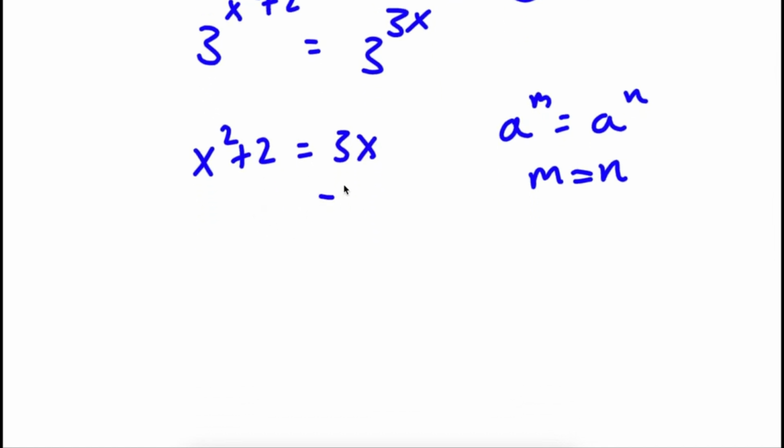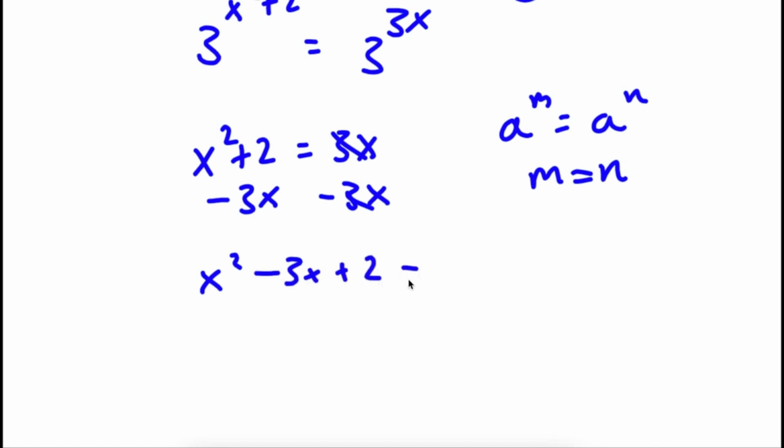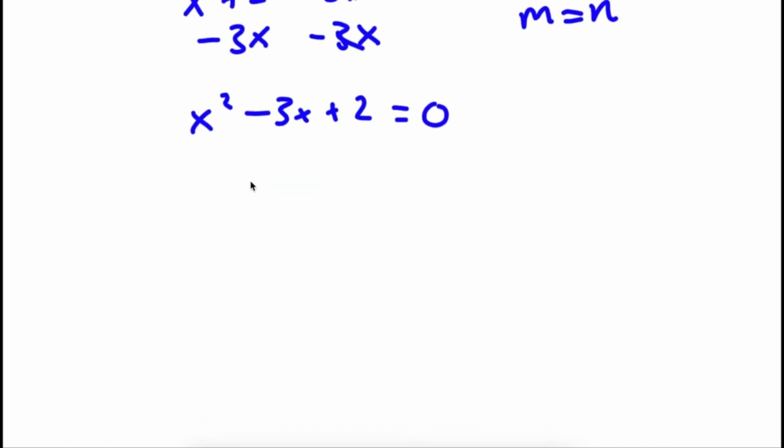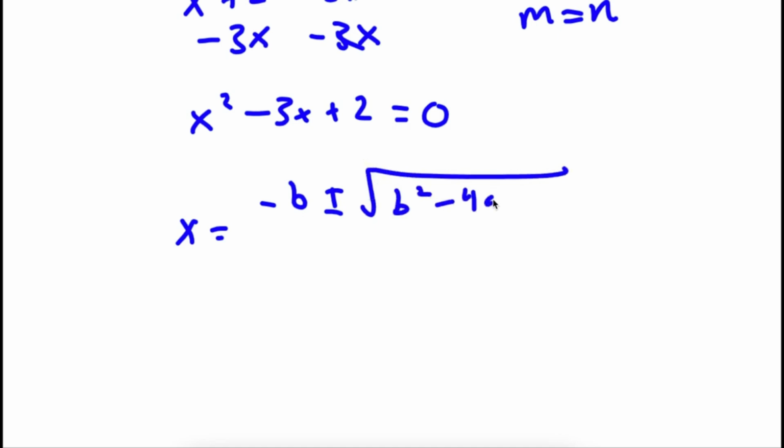Now to solve this, I'm going to subtract 3x on both sides. So now I have x squared minus 3x plus 2 is equal to 0. Now I have a quadratic equation. And to solve this, I'm going to be using the quadratic formula, which is negative b plus or minus the square root of b squared minus 4ac, all over 2a.